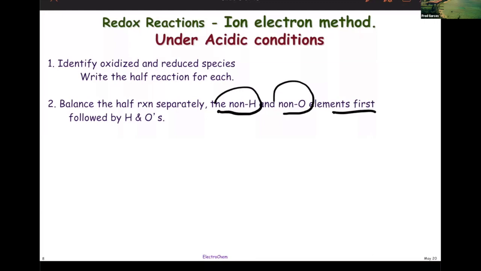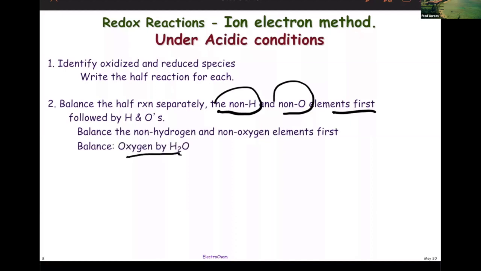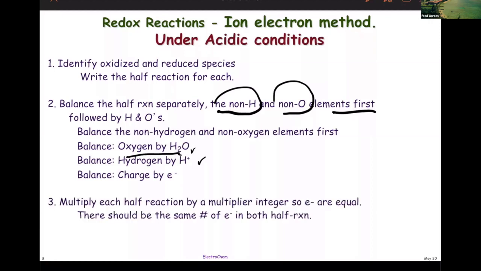That's the first step: balance the non-hydrogen and non-oxygen elements first. Then you balance the oxygen with water, and you balance the hydrogen with H+. Then you balance the charge with electrons, and you do that for both halves. And then you've got to make sure that the electrons on both sides are equal to each other. So you need to multiply one or both reactions by a multiplier so that the electrons will cancel out at the end. Then you just add the two half reactions. So let me show you an example.